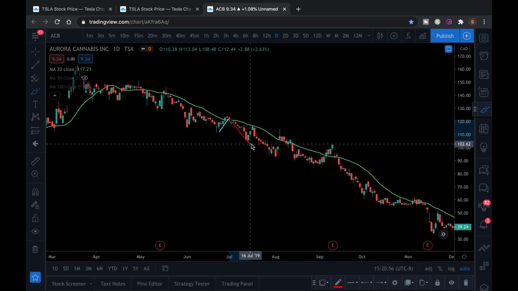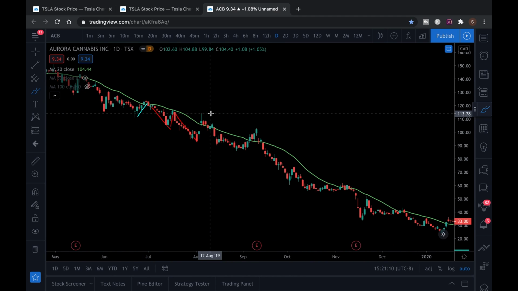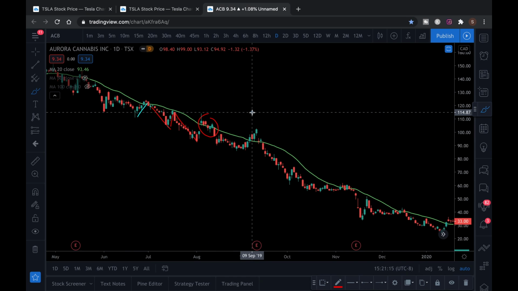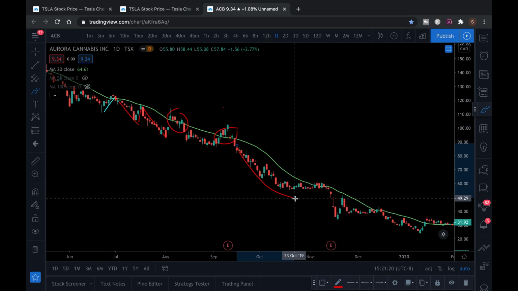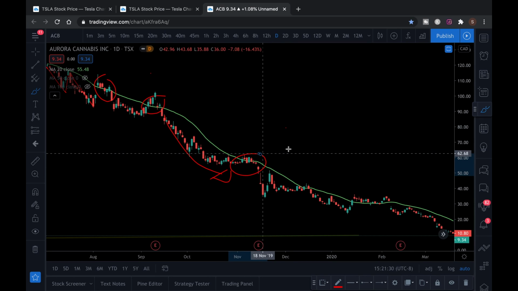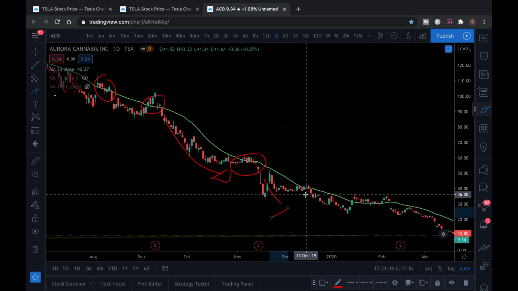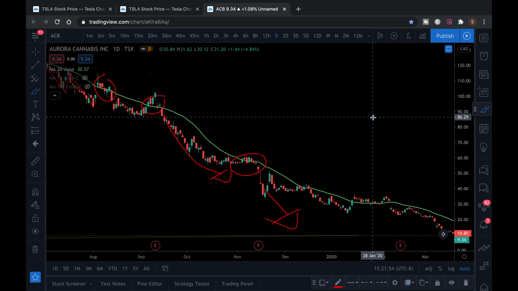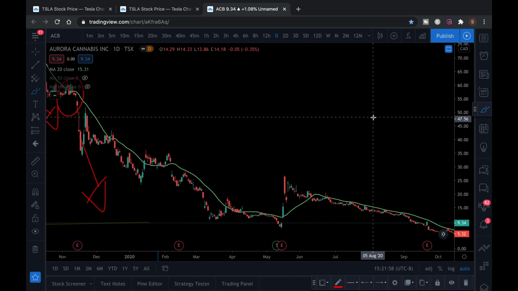I could have taken my profits, or I could have held on. Anytime the price reaches this area of this specific line, I am going short. Boom. Here is a perfect example. It touched the moving average and it absolutely dumped. This stock in specific, ACB, has done this for a long time.